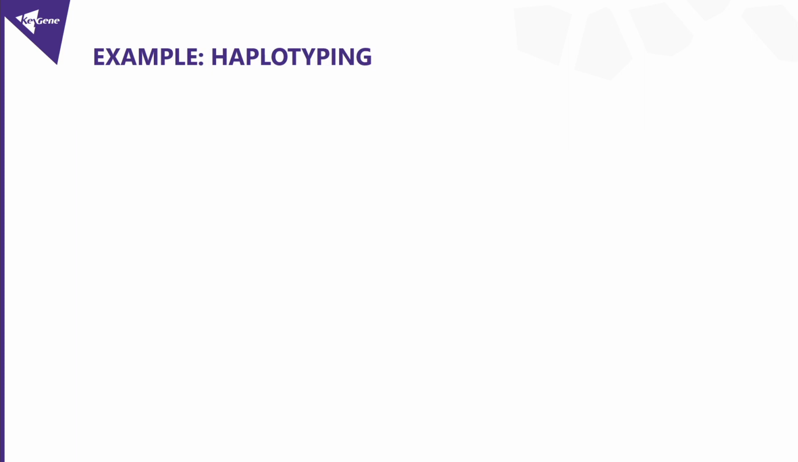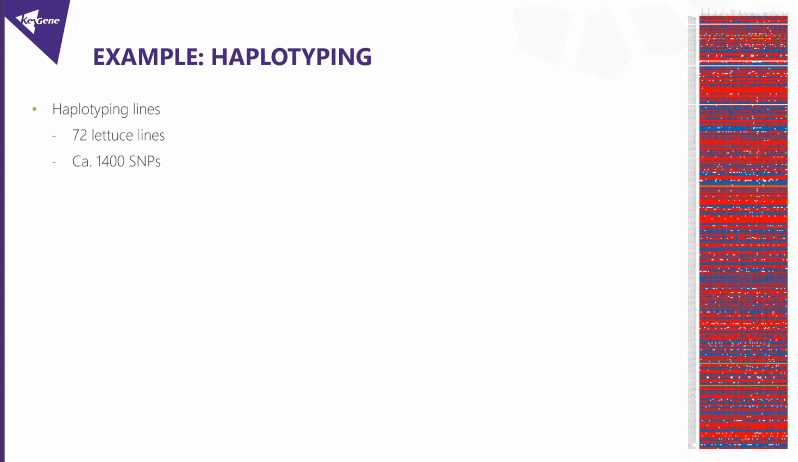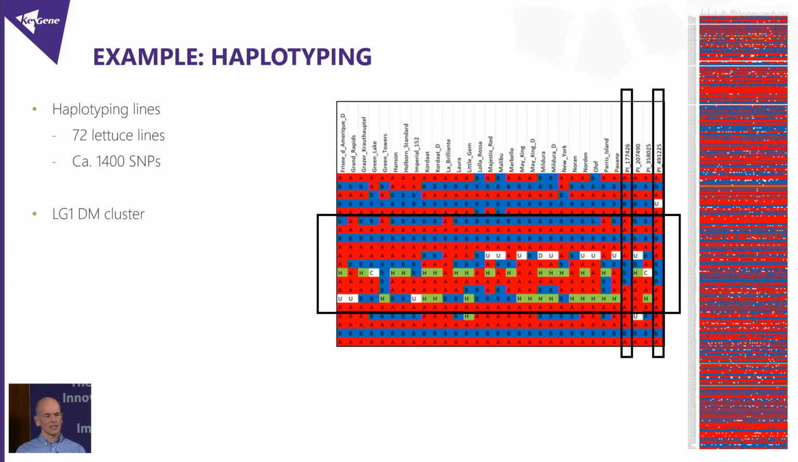And the first one is about haplotyping. So I have here an example of 72 lettuce lines that were genotyped with 1,400 SNPs. And if I look at a specific locus, in this case the linkage group 1 locus for the DM cluster in lettuce, you notice that there are a number of H-scores and a number of novel haplotypes in two of the PI numbers. Those are shown on the right-hand side.